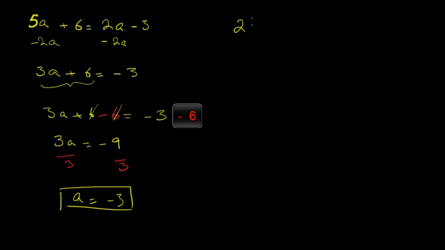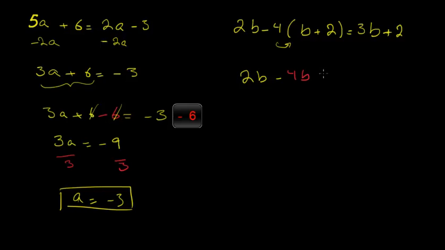Next example, let's say we have 2b minus 4 parentheses b plus 2 equals 3b plus 2. The first thing we do in this example is to distribute the 4 to the parentheses. So we'll have 2b minus 4 times b is minus 4b, minus 4 times 2 is minus 8. And then we'll have 3b plus 2.